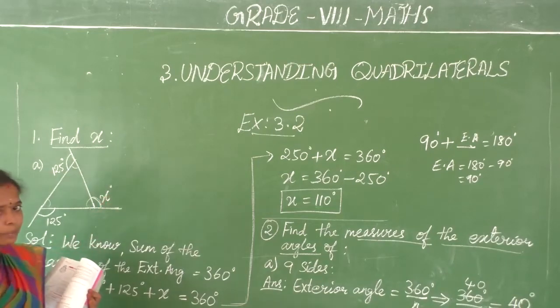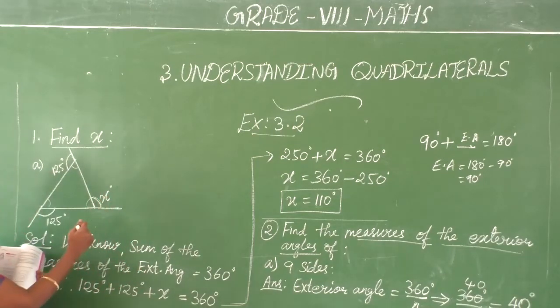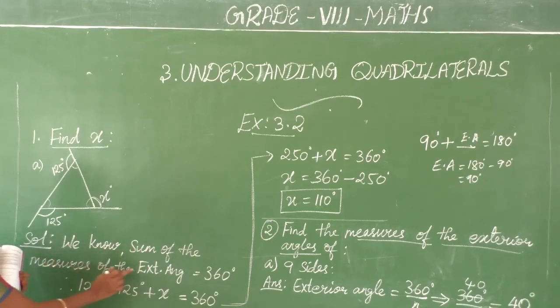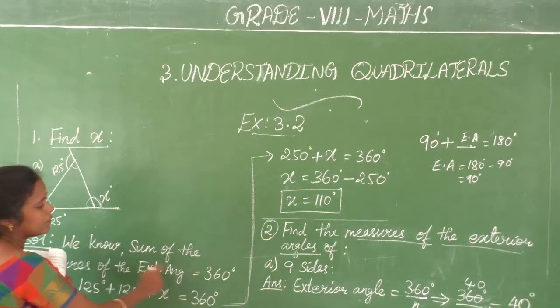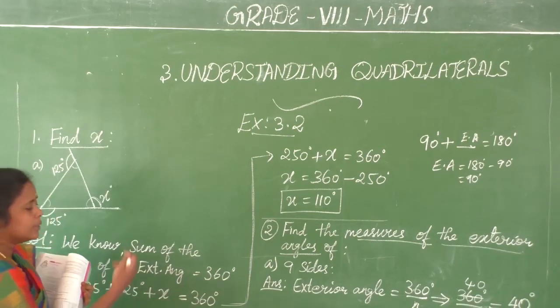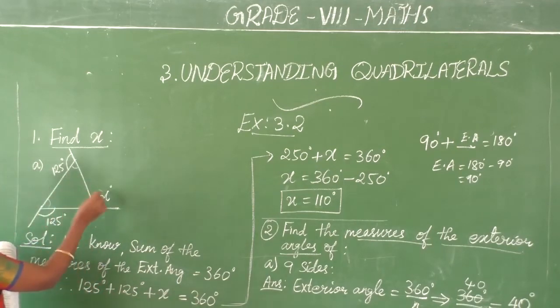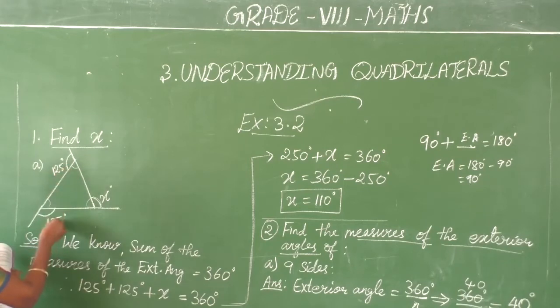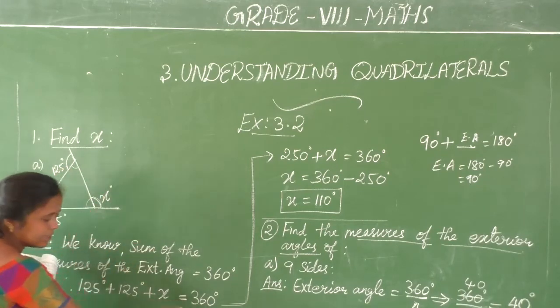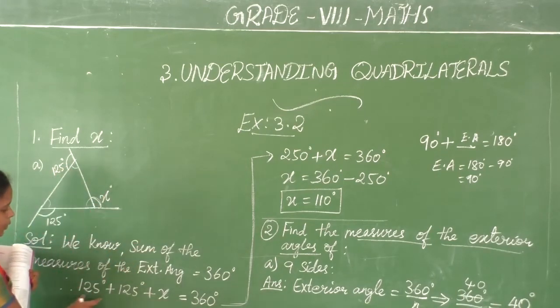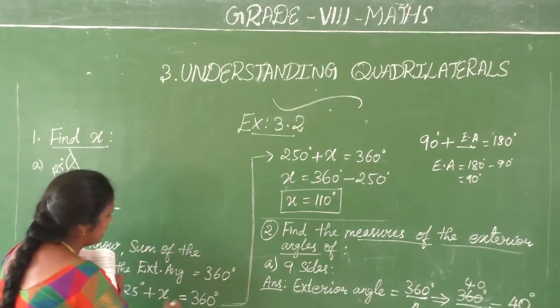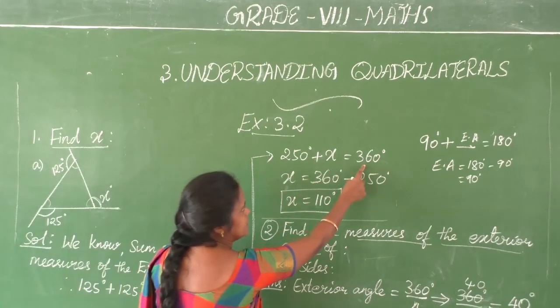Just now we have seen in the previous question, using which result? The same result only. The sum of the measures of exterior angles of any regular polygon is 360 degree. Using the same condition, we are going to find it. So this plus this is equal to 360 degree. Therefore, 125 plus 125 equal to 250. 250 plus x equal to 360 degree.